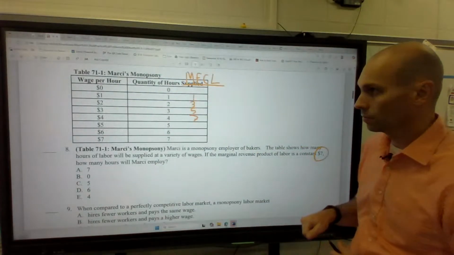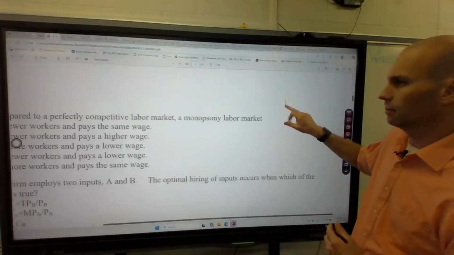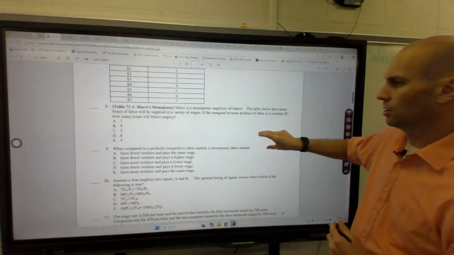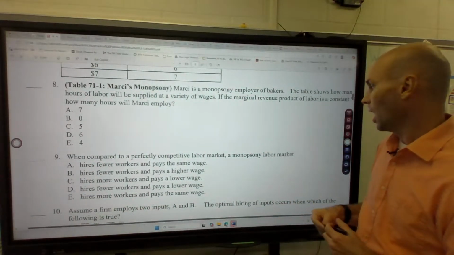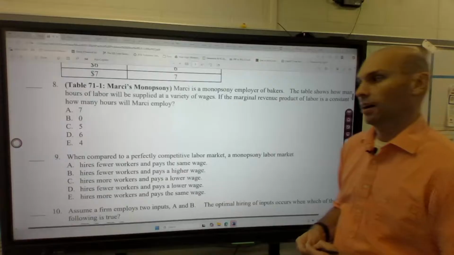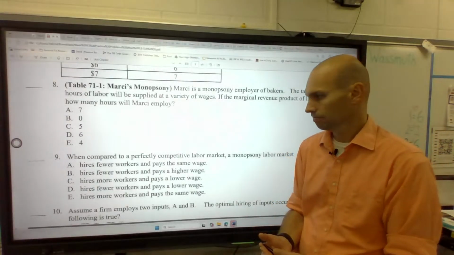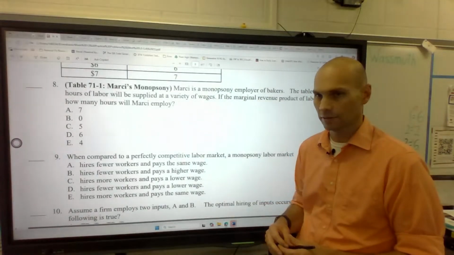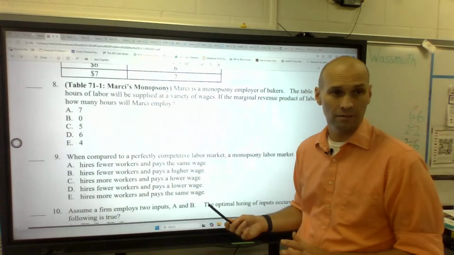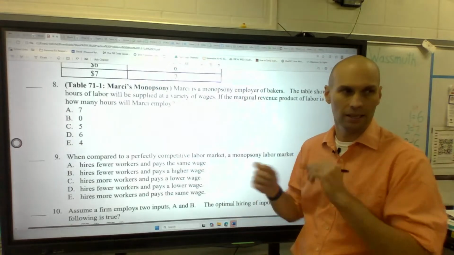Okay. Let's do 9 and 11. Why? So 9, compared to a perfectly competitive labor market, a monopsony labor market, monopsony is hire fewer at lower wages. That's like a question you should expect to see. Any questions on that? That's good. Have that graph in your mind going, oh, right, it's got to be there.